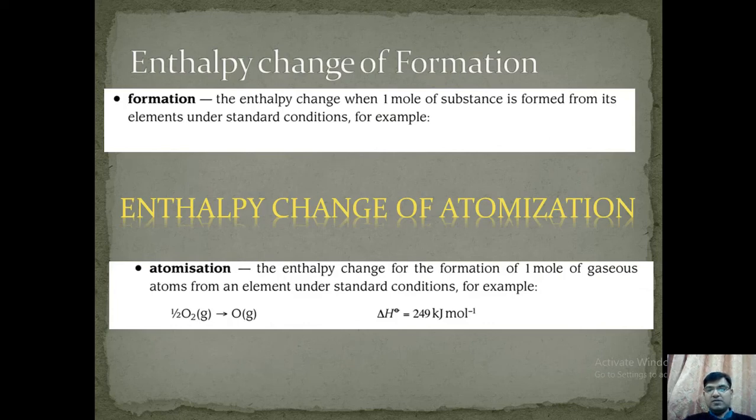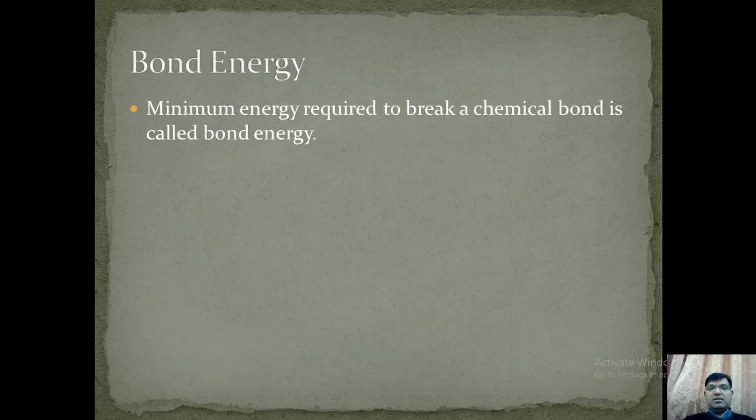What is the enthalpy change of atomization? The enthalpy change for the formation of 1 mole of gaseous atoms from an element under standard conditions. For example, oxygen is formed and the delta H for this reaction is minus 249 kJ per mole. What is bond energy? It is the minimum energy required to break a chemical bond.